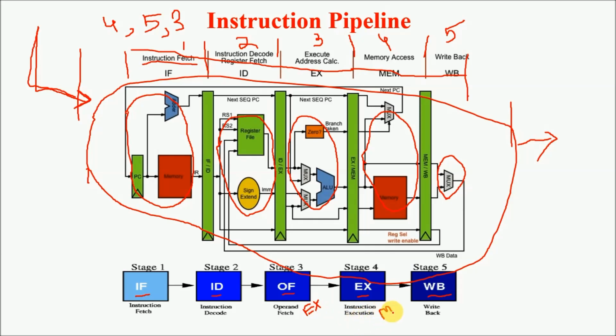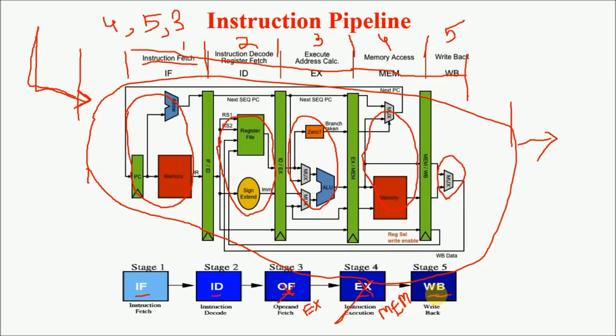This will be EX, and this will be MEM. MEM, not EX. EX will be this, and this will be MEM. So the 5 stages are the IF stage, ID stage, EX stage, MEM stage, and write back stage. So these are the 5 stages.